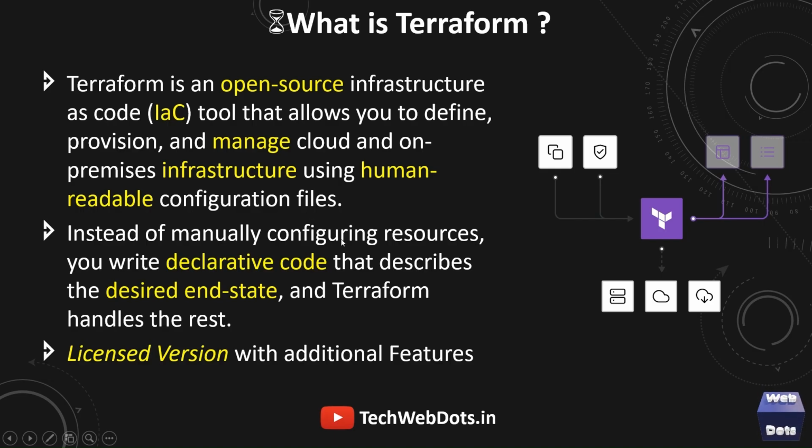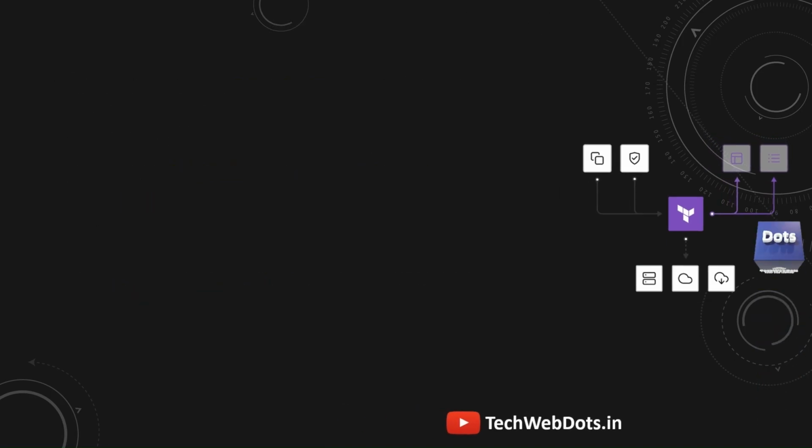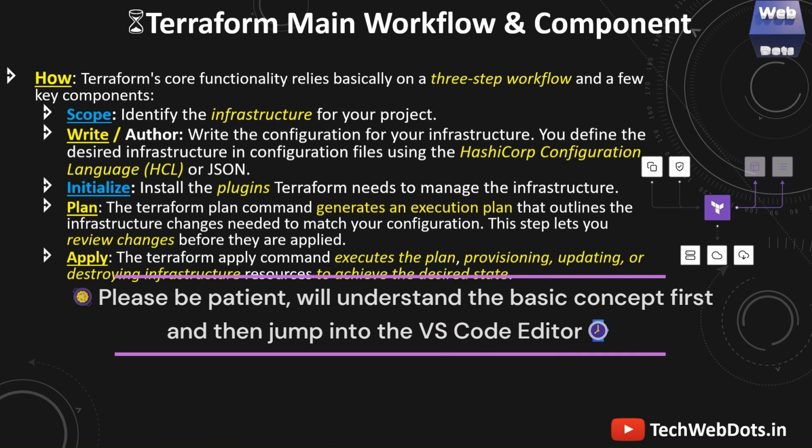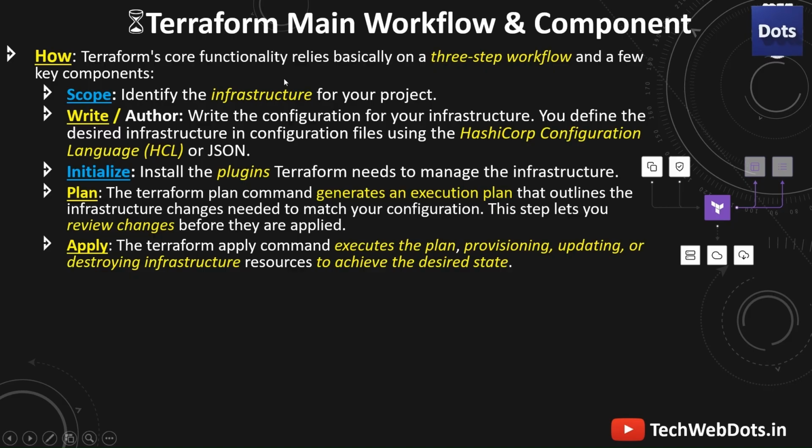Second, instead of manually configuring resources, you write declarative code that describes the desired end state, and Terraform handles the rest. There's a licensed version also available with additional features, maybe more enterprise grade features. So this is the very basic thing about what Terraform is. In a few moments, I will show you the practical as well, where we will create a resource group with the help of Terraform, with a setup that we will do from scratch. But there are main workflow things that I would like to discuss first.